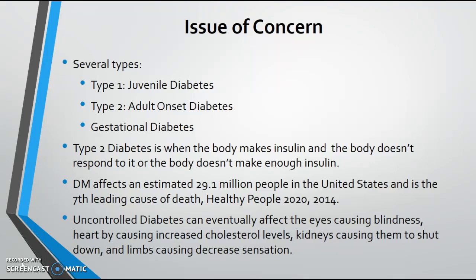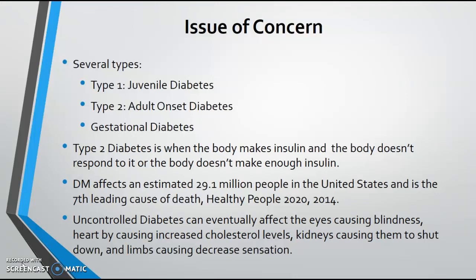onset, type 2 adult onset diabetes, and gestational diabetes. Juvenile diabetes usually happens in the younger population, and type 2 usually happens in adults, but now they're seeing it more in children due to the high obesity rate. Gestational diabetes happens during pregnancy.